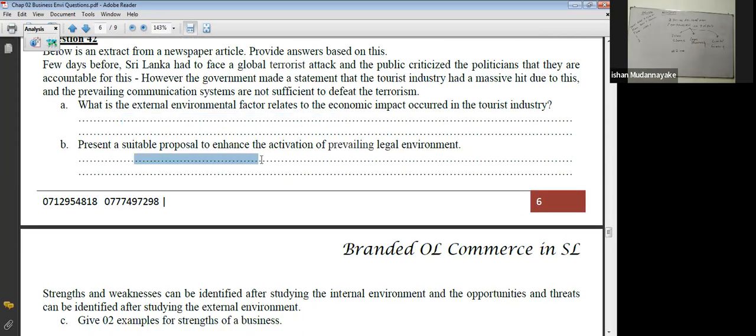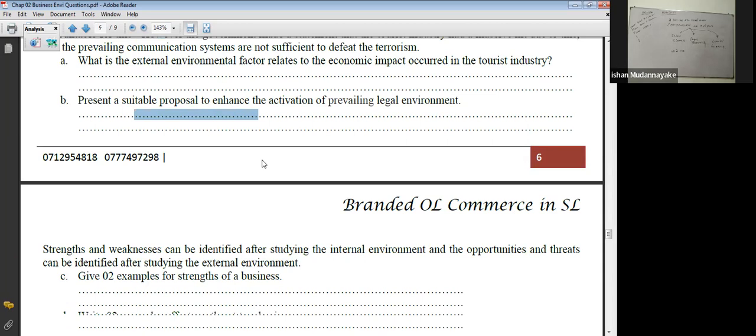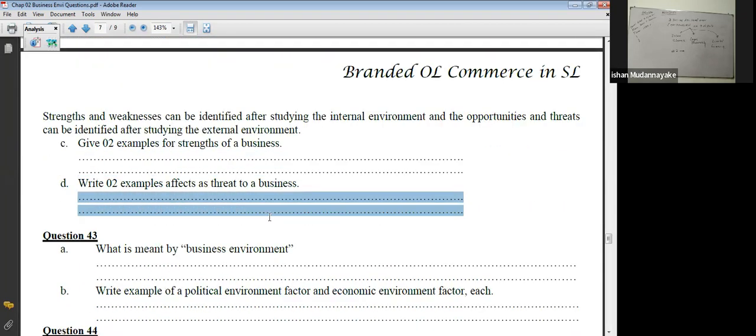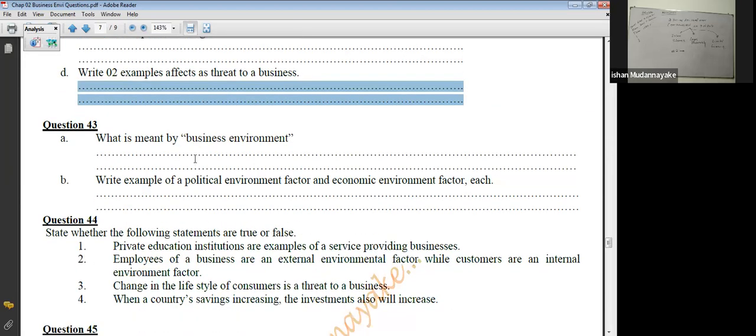Right, then for the second one, introducing new laws, we can take that. Parts C and D are done. Strengths as well as threats for a business organization. Then, question number 43.